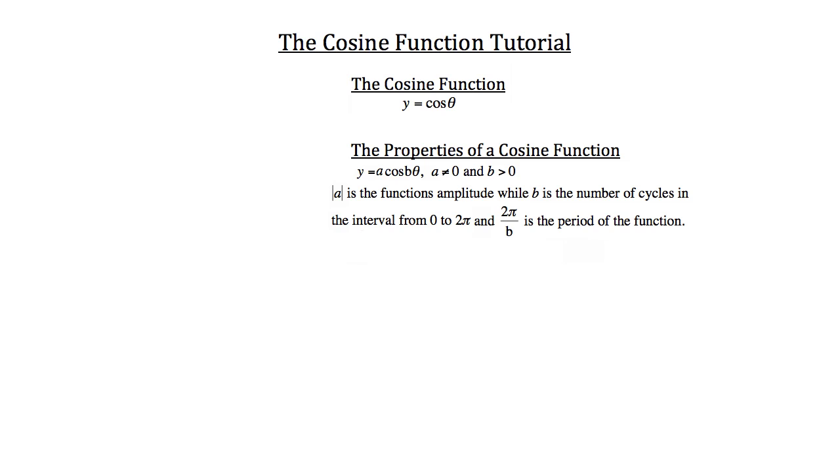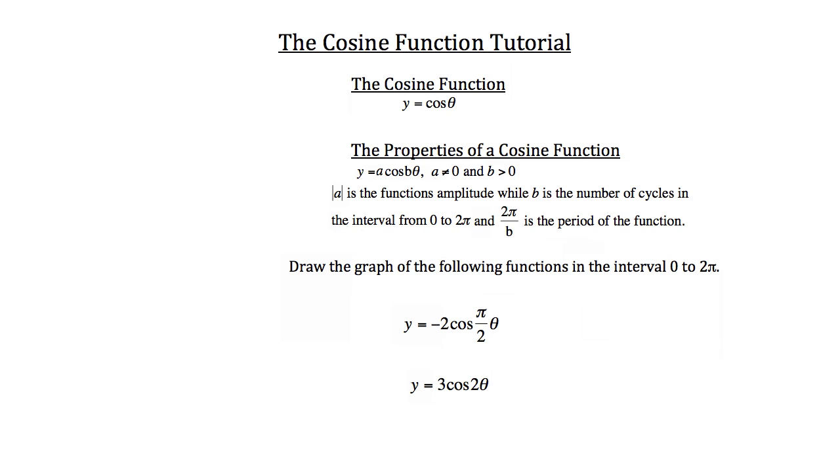While b is the number of cycles in the interval from 0 to 2 pi, cycles are each time the graph repeats itself, and 2 pi over b is the period of the function, and the period, remember, is the horizontal distance that each cycle travels. So let's jump into some problems using the properties of cosine functions.